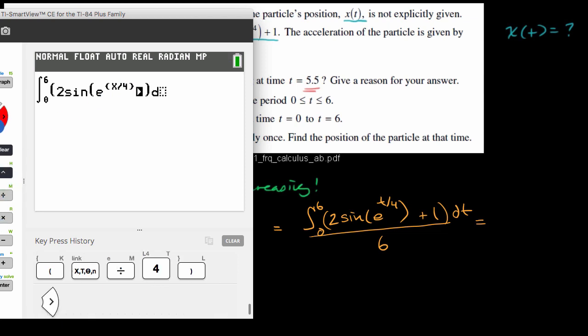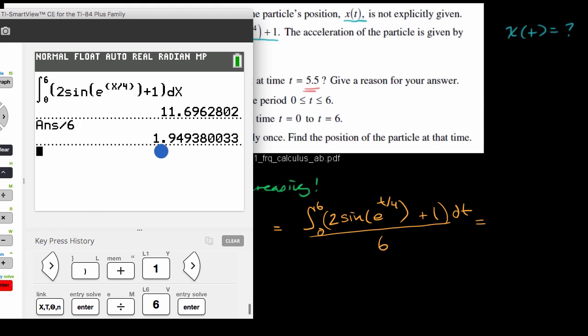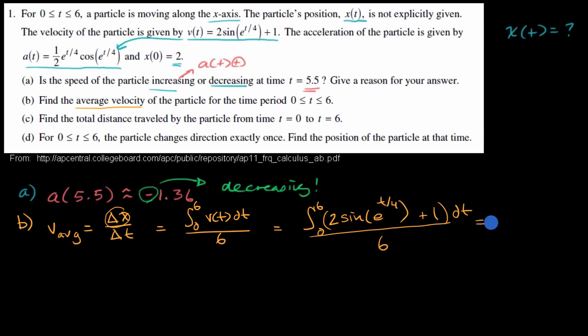And so let me now close the sine here. And then I have plus 1. And then there you have it. And then I am integrating with respect to x. And so I click enter. I am going to get that. And then I can divide by 6. Divide by 6, and I get roughly 1.95. So this is approximately 1.95.